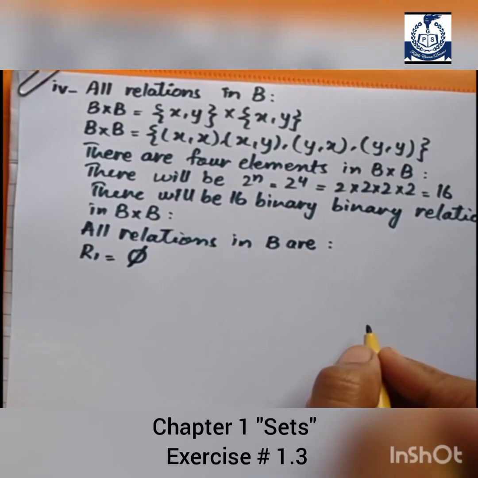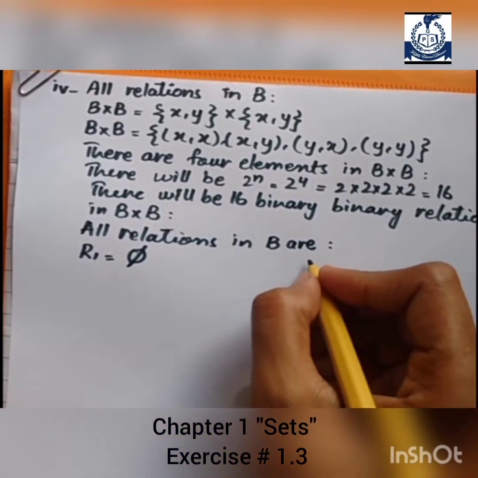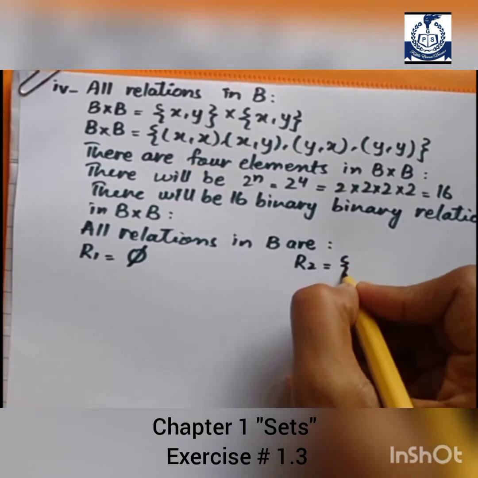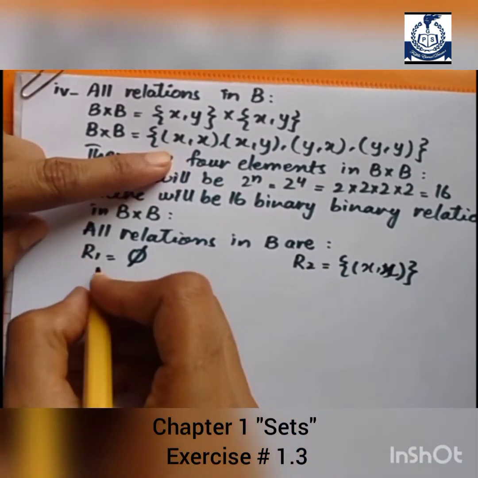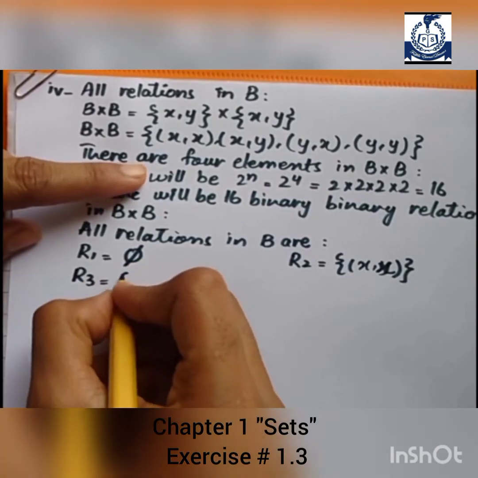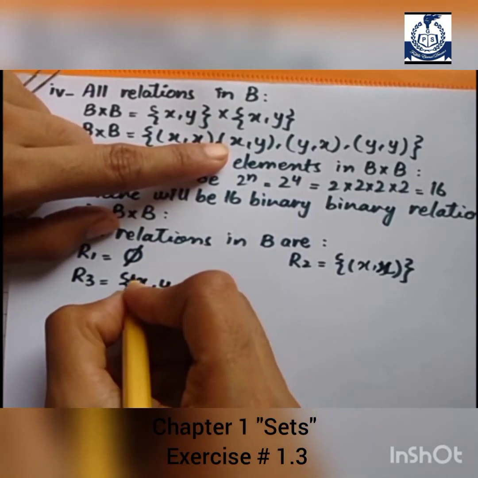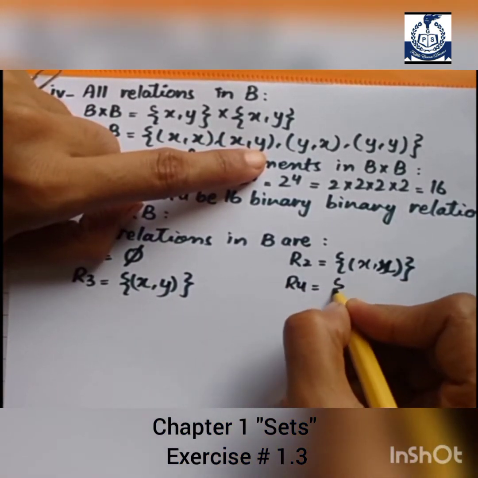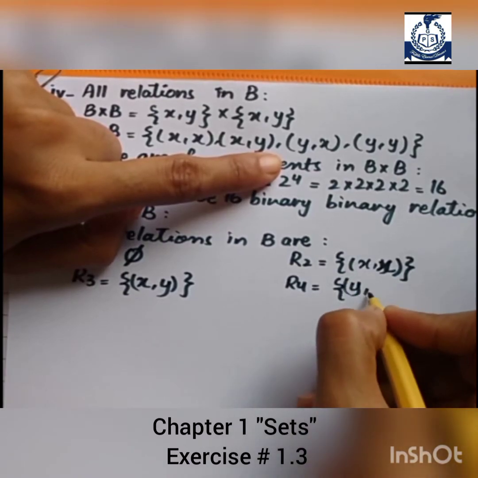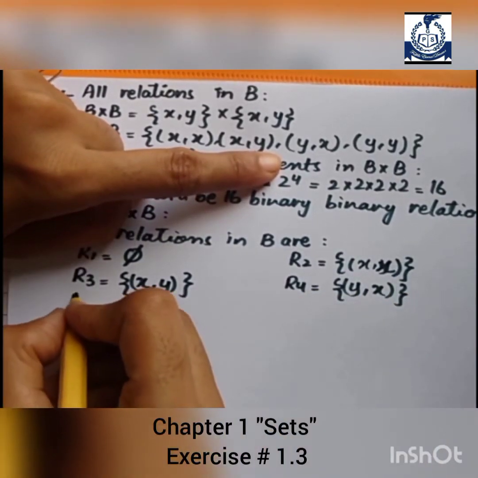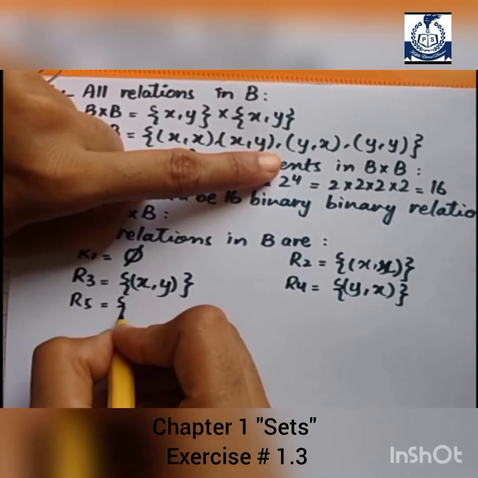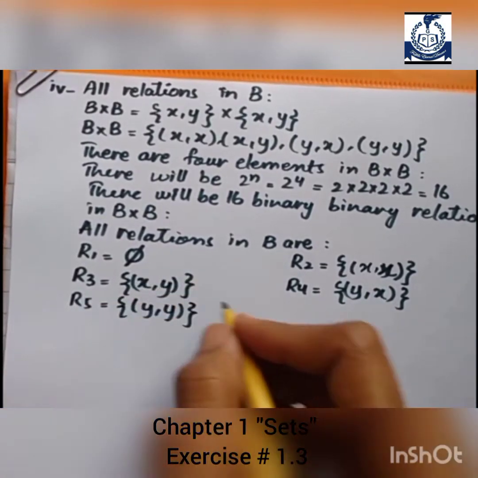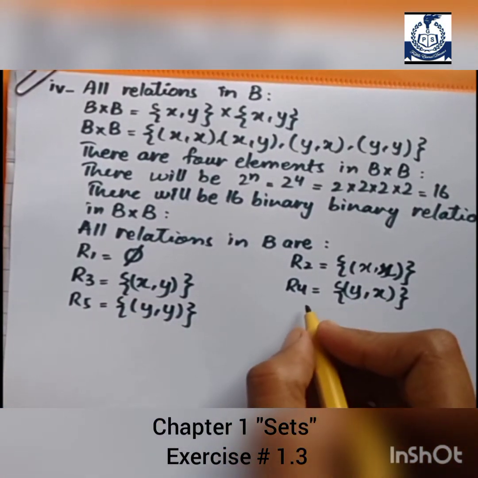To make subsets, the first element we take is the null set. So here we take the first element, which is null. R2: we take (x, x), and then R3, which is relation 3, we take (x, y). In R4 we take (y, x). In R5, relation 5, we take (y, y). Okay, here we write single elements and then we write two elements.